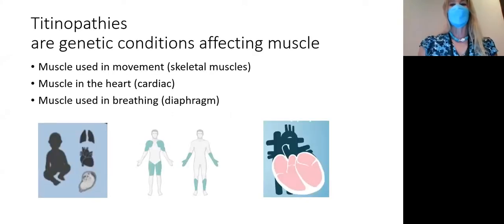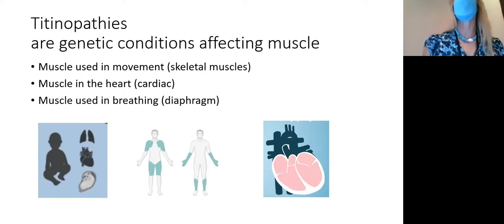So titinopathies are genetic conditions which affect muscle. And this includes muscles used in movement, so moving the body. This is what we call skeletal muscles in the medical terminology. The heart is also a muscle, and that's the cardiac muscle that pumps blood throughout the body. And then in some titinopathies, the muscle that's used in breathing can be affected. So that's the diaphragm. But all of these muscles can be affected to a variable degree and in variable combinations in the titinopathies.